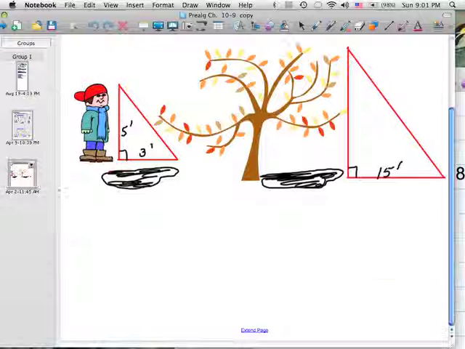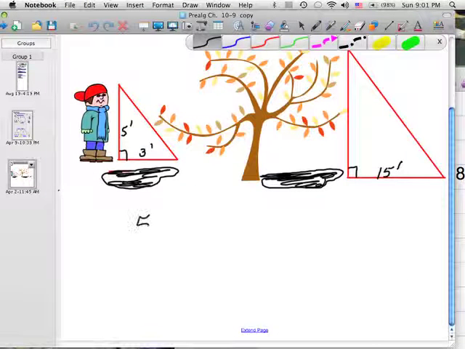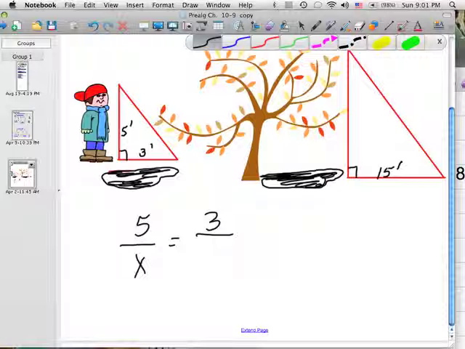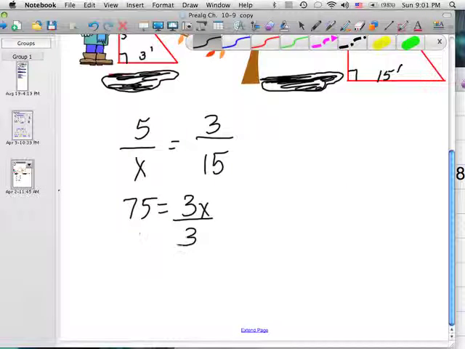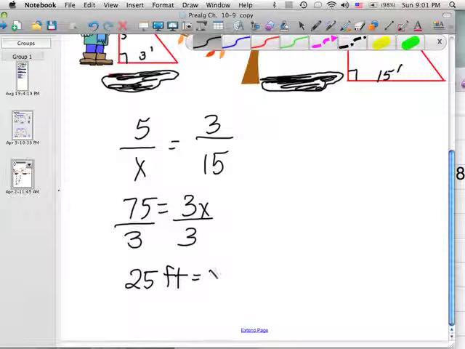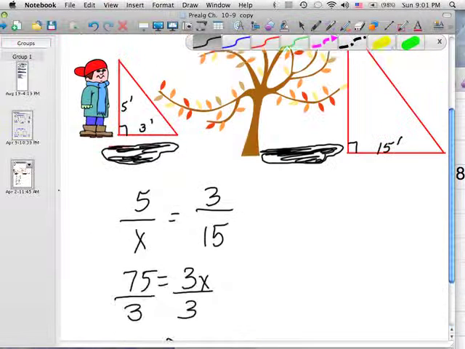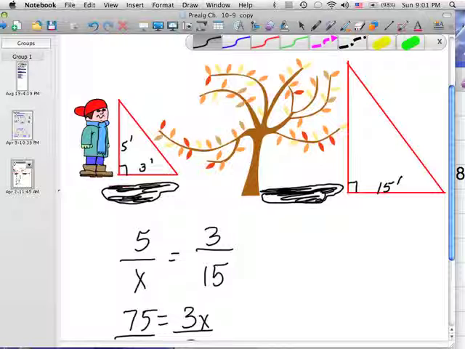So here I have the height of this boy, which I can measure, and it's 5. His height is 5, and we want to find the height of the tree, which is x. And I have his shadow, which is 3, and I have the tree shadow, which is 15, which I can physically measure on the ground. Then I do cross products. I get 75 equals 3x. Divide by 3, and I get 25 feet is the height of that tree. So here we indirectly got the measurement of the height of the tree by using a similar triangle.